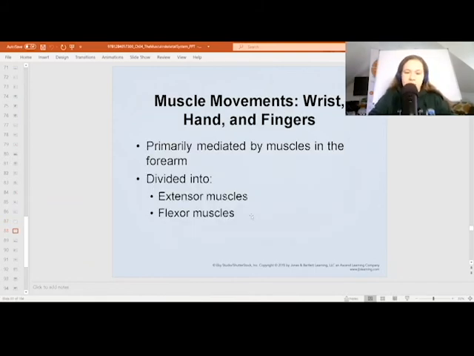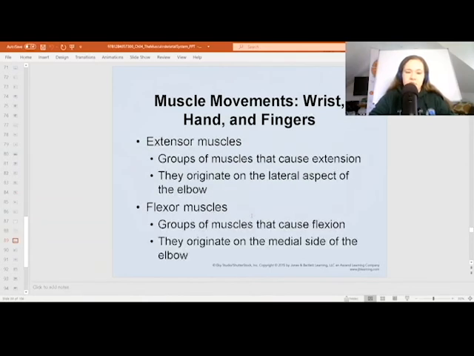Movement is primarily mediated by muscles in the forearm, divided into extensor muscles and flexor muscles. Extensor muscles are groups of muscles that cause extension. They originate on the lateral aspect of the elbow. Flexor muscles are groups of muscles that cause flexion. They originate on the medial side of the elbow.